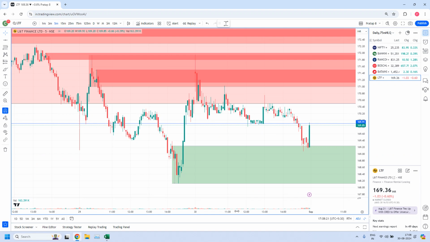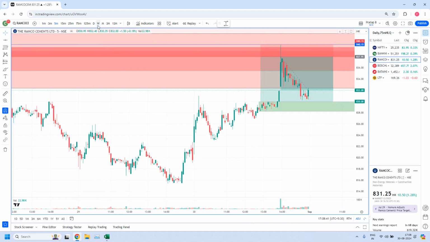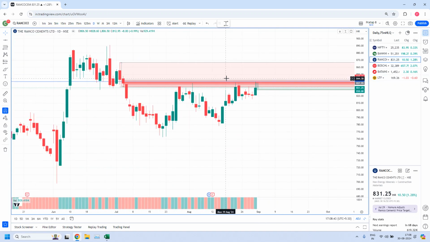The next stock we also got is Ramco Cement. That is also the same concept: lower time frame as a horizon to the higher time frame. Ramco Cement also, the same concept is executed. So let me go to the Ramco Cement. This is a daily high liquidity supply zone. So I am going to the daily time frame.